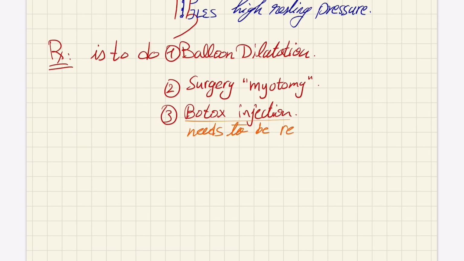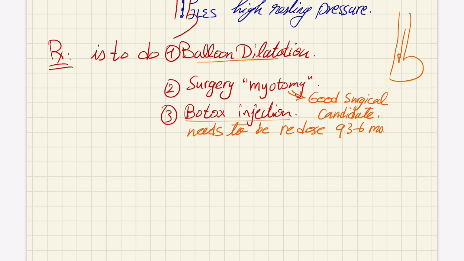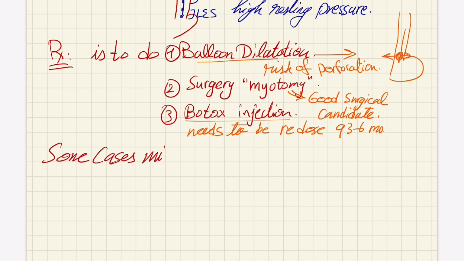Now, the Botox needs to be repeated every 3 to 6 months. For the surgery, we need a good surgical candidate, so not all patients are candidates for surgery. Especially, we should look into the patient's history. For balloon dilatation, we have the risk of perforating the esophagus. So for clinical scenarios, if they mention that the patient underwent balloon dilatation and then has fever, think of perforation of the esophagus. Otherwise, if he is a poor surgical candidate, then go for Botox injection.